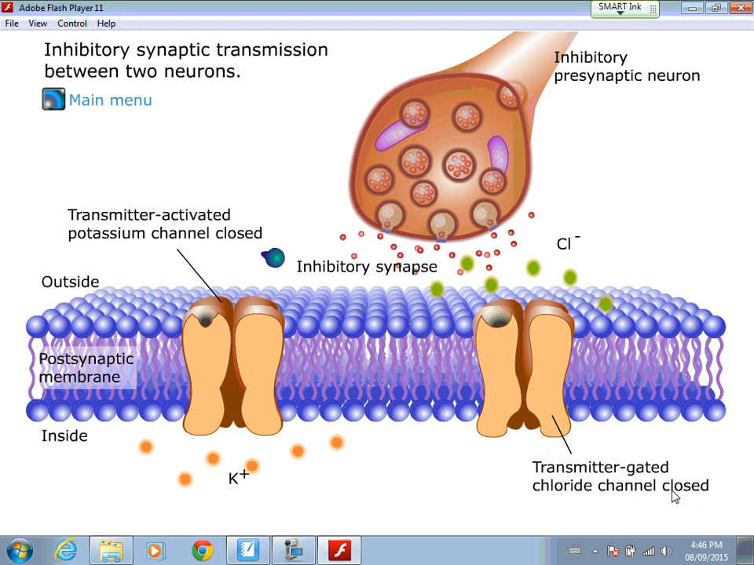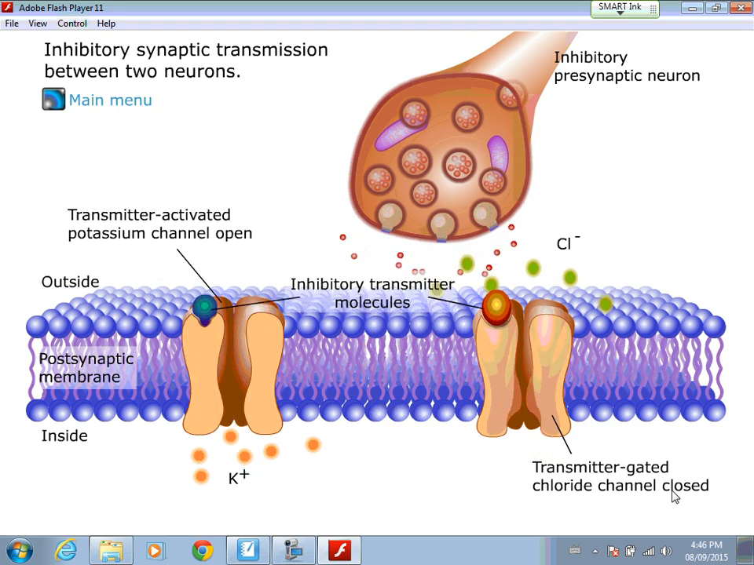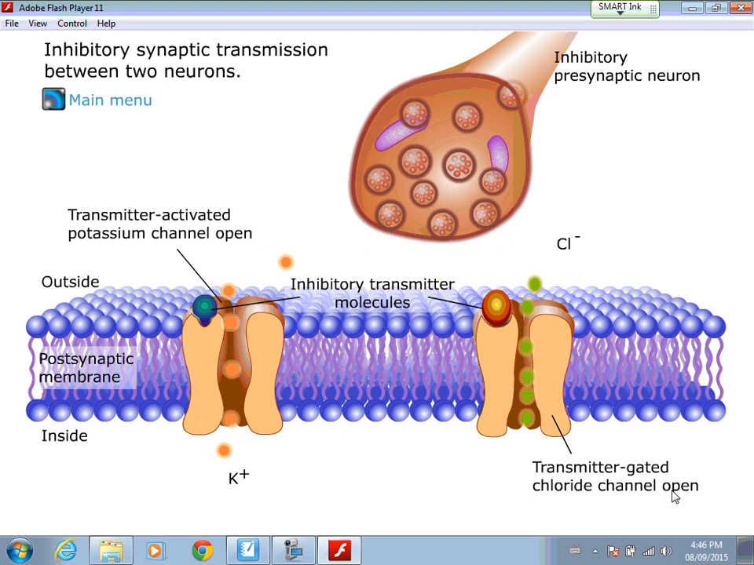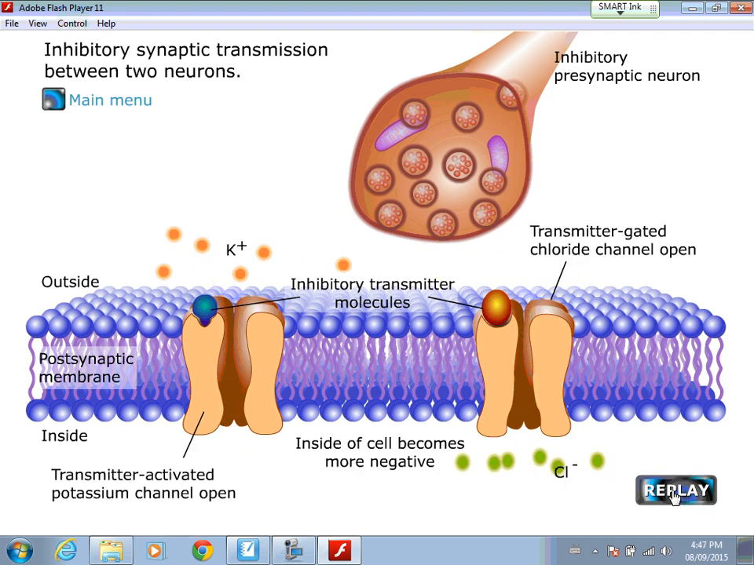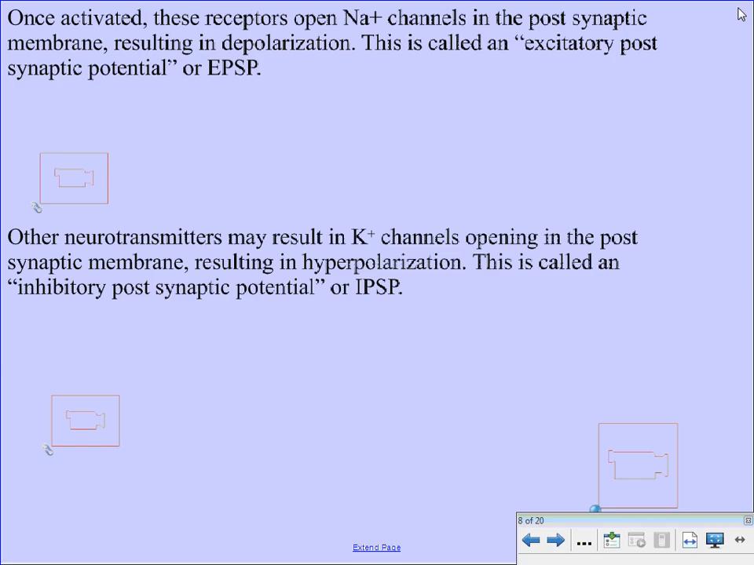Neurotransmitter released, or more than one neurotransmitter, one binding to the potassium channels, the other binding to the chloride channels. Potassium rushing out, chloride rushing in, and that would lead to the inside becoming more negative. That would make it more difficult for the postsynaptic membrane to generate a message, and that's why it's called inhibitory. And just one final clip I'll show you here.